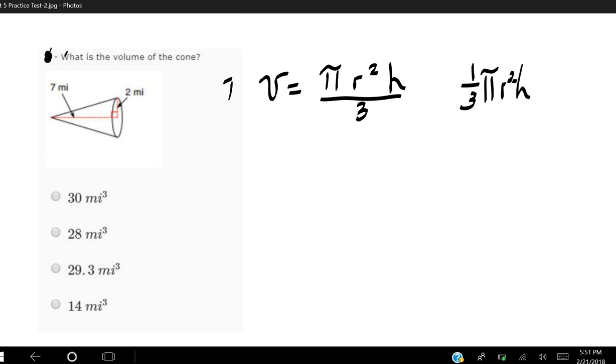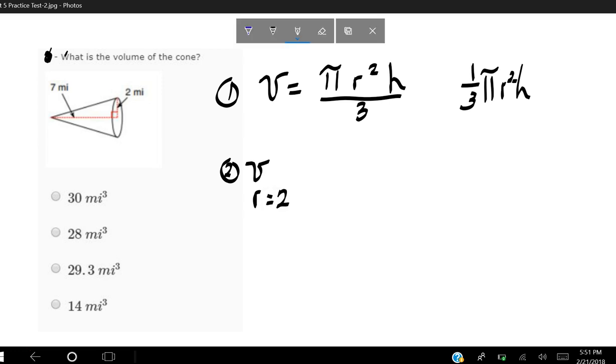So our step 1 is the equation. Our step 2 is to do our labels. So we're trying to find the volume. So we could do v equals x or just leave it v. We know that in this case, our radius is 2. We don't have to do anything fancy. And our height is 7. So we're just going to plug it in. Our third step is to plug it in.